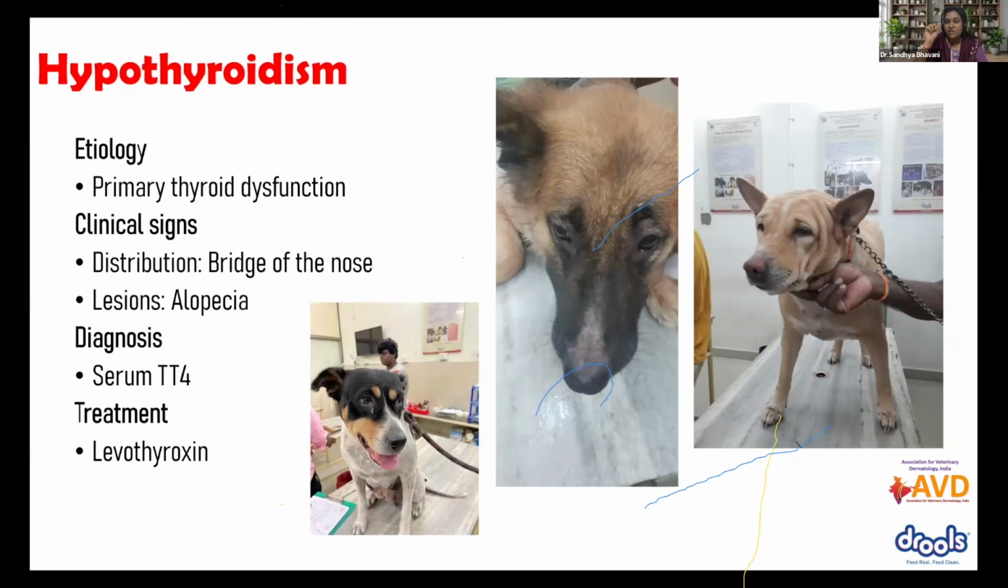Then hypothyroidism, we know pretty well what hypothyroidism is and how it is caused. So here two lesions can be seen on the face. One is the nasal bridge alopecia and myxedema of the face, which gives a tragic expression to the dog. And the treatment is levothyroxine.